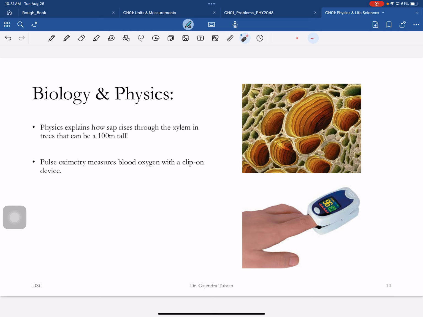So, physics explains how sap rises through the xylem in trees that can be 100 meters tall. 100 meters is roughly a football field and a half in length. It's not easy to explain how water rises in a redwood tree from the ground all the way to the leaves.